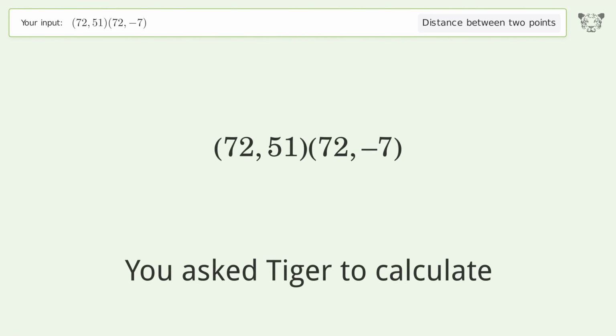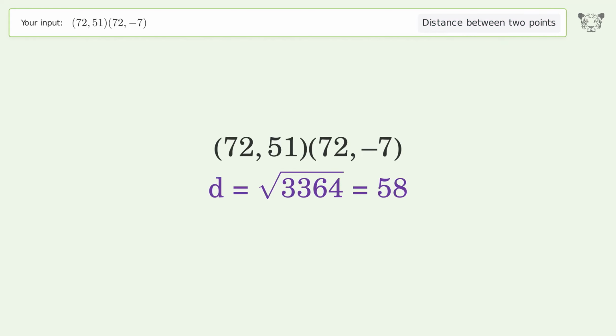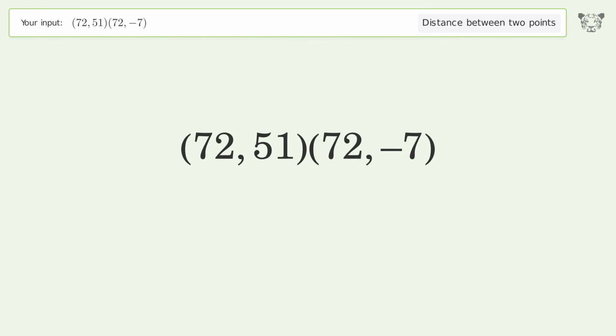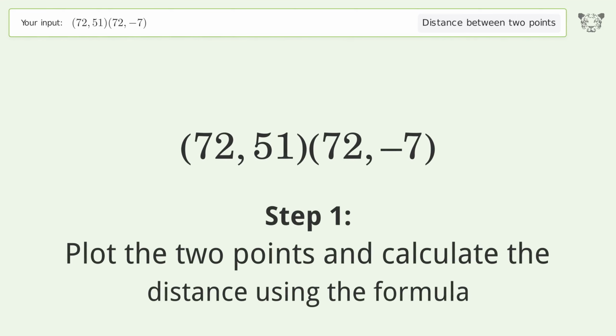You ask Tiger to calculate. This deals with the distance between 2 points. The distance between the 2 points is the square root of 3,364, or 58. Let's solve it step by step. Plot the 2 points and calculate the distance using the formula.